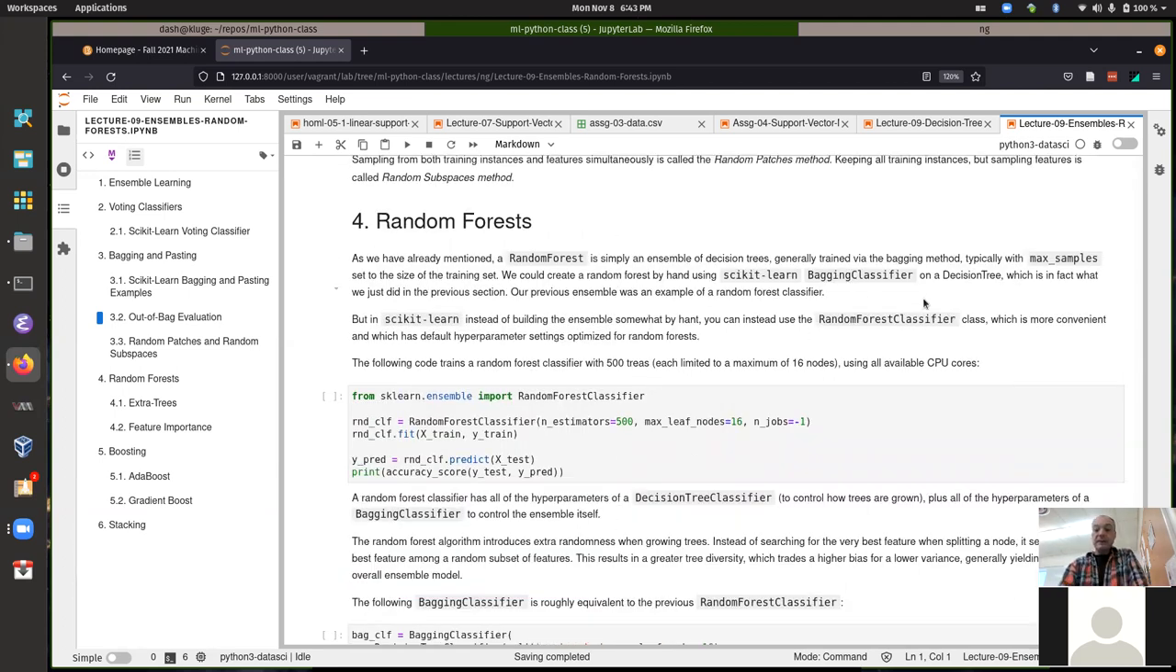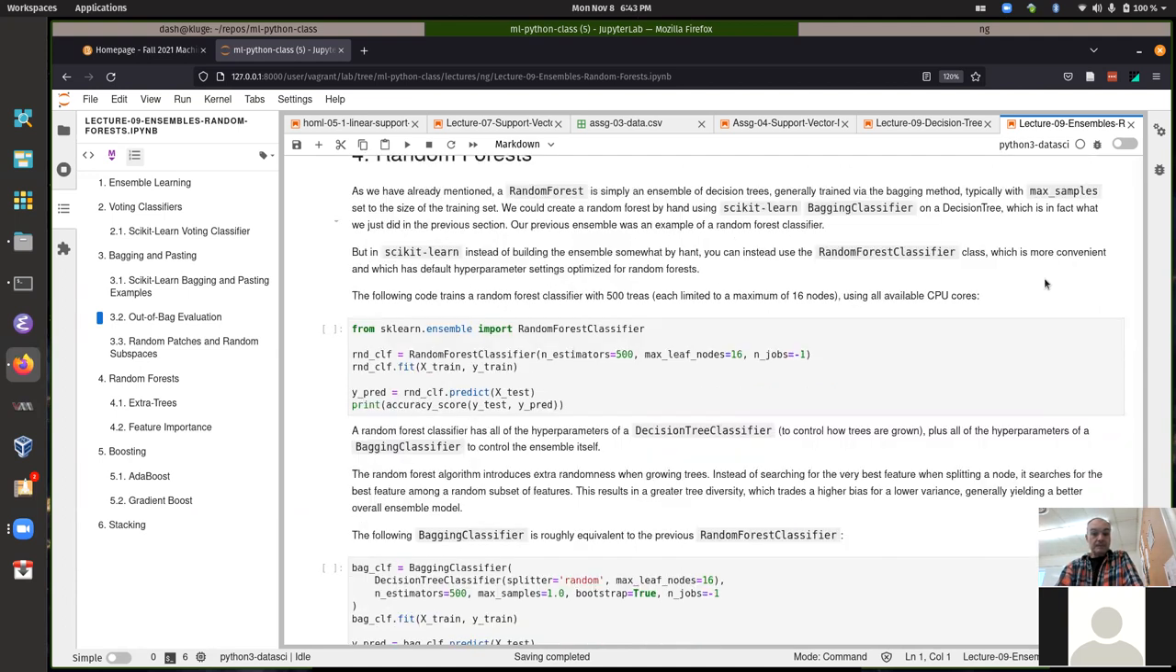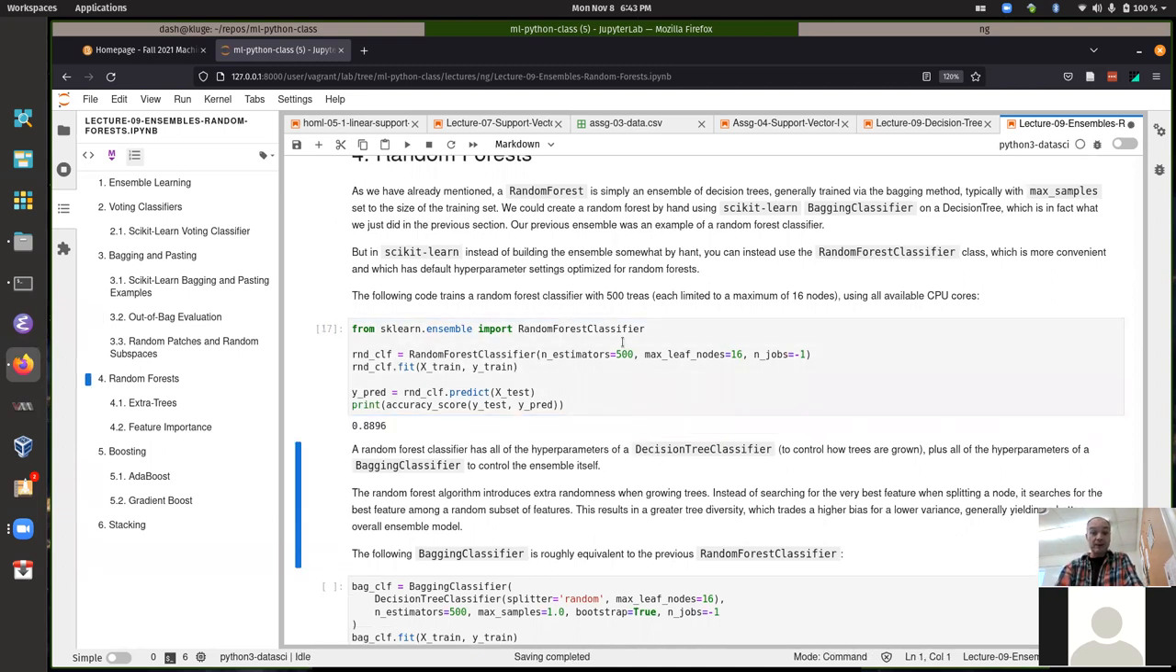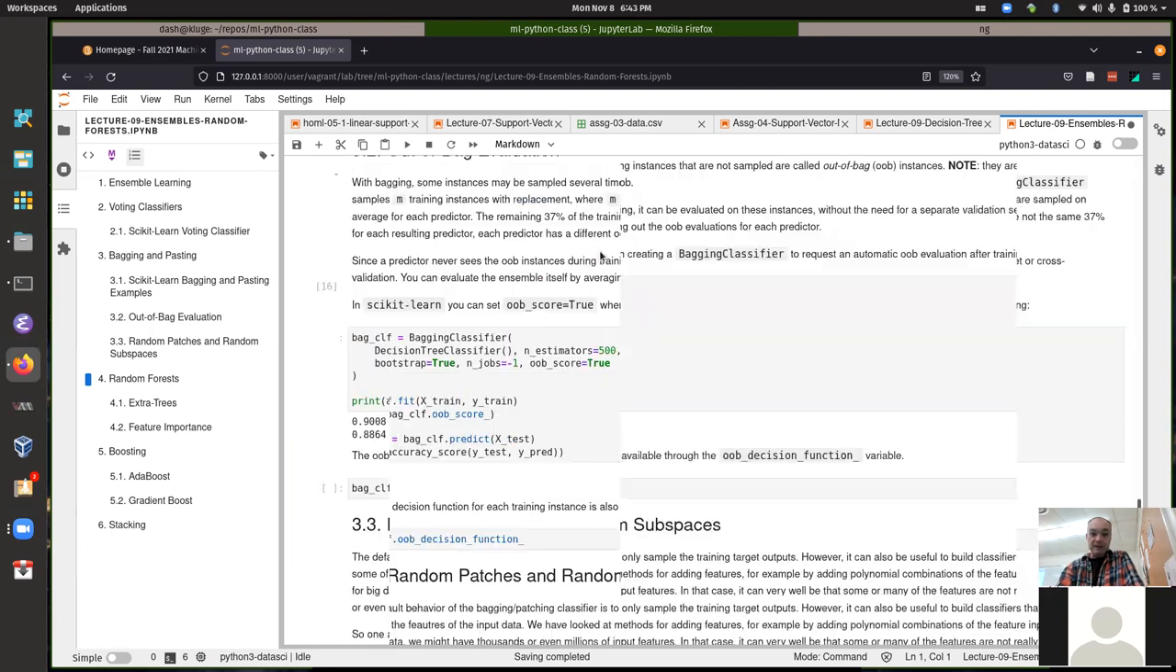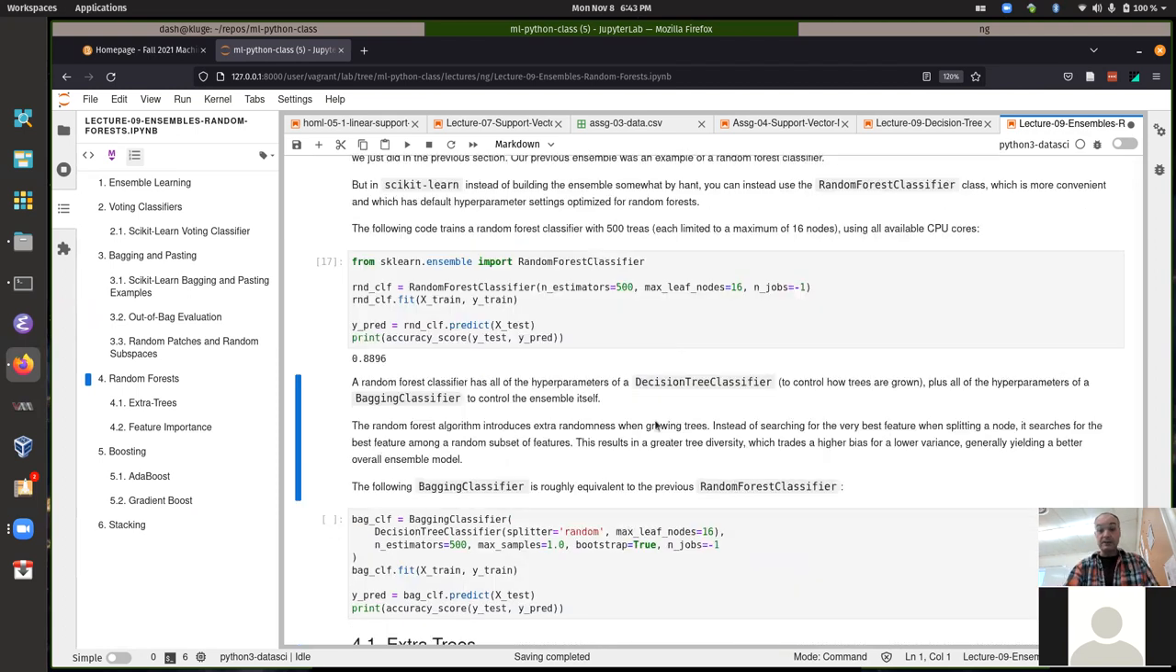Let's move on. Random forests is really just an ensemble of decision trees, pretty similar to what we just did by hand with the bagging method. It's really the same thing, right? A random forest classifier is a name for an ensemble of decision trees, where the details use bagging, or bagging with other kinds of parameters or variations, right?